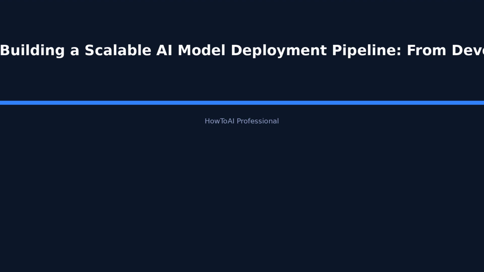Section 1: Understanding the AI Model Lifecycle. Before we jump into building a deployment pipeline, it's crucial to understand the AI model lifecycle. The lifecycle begins with data collection and pre-processing, where we gather and clean our data to ensure it's suitable for training. Next is the model training phase, where we select algorithms, tune hyperparameters, and evaluate model performance using various metrics.